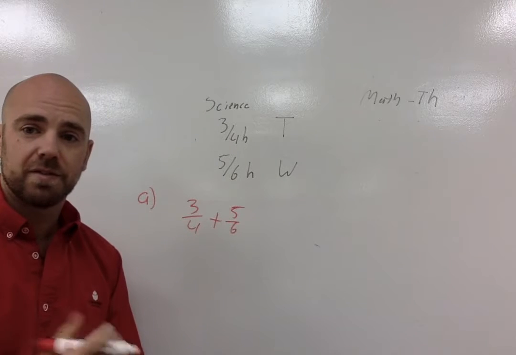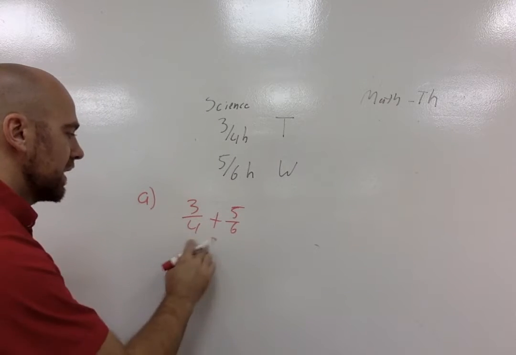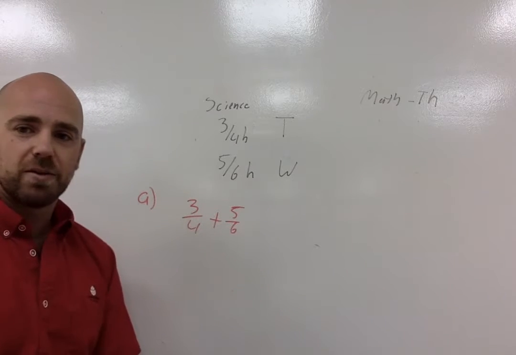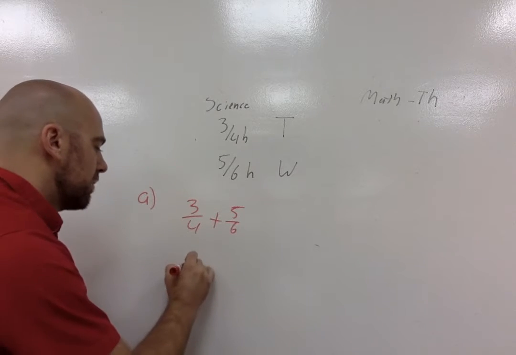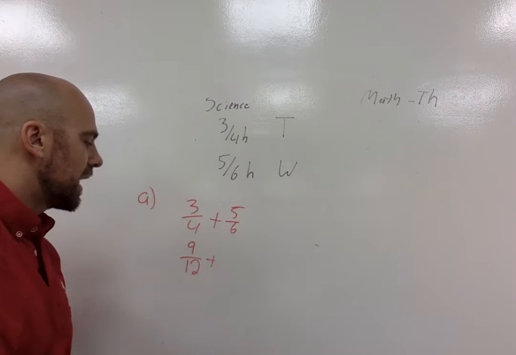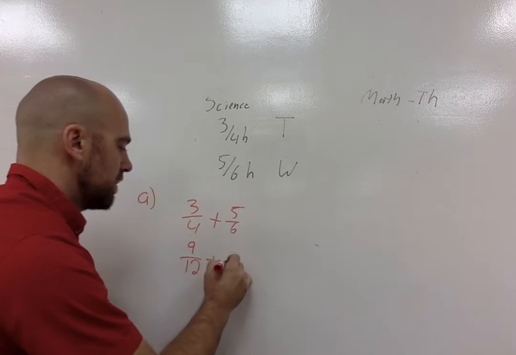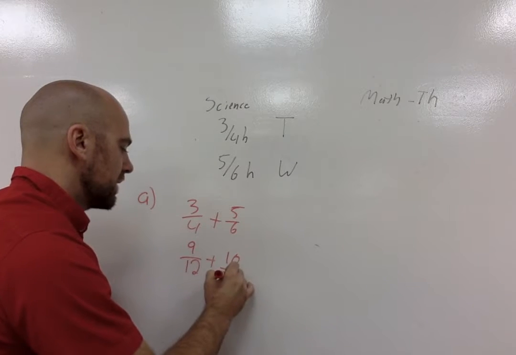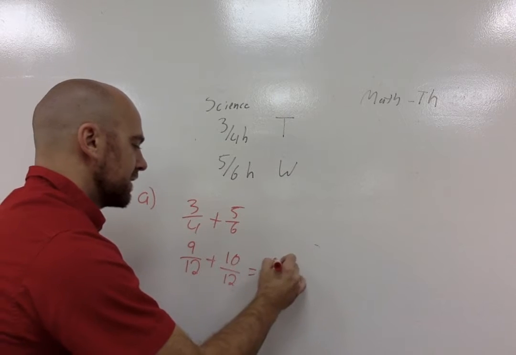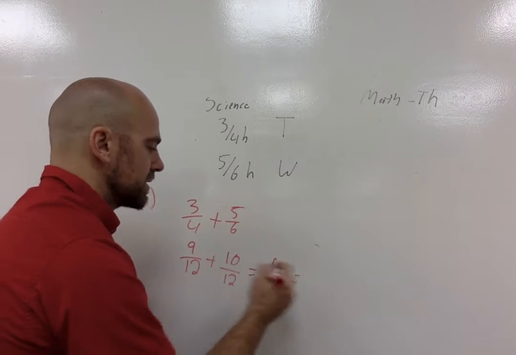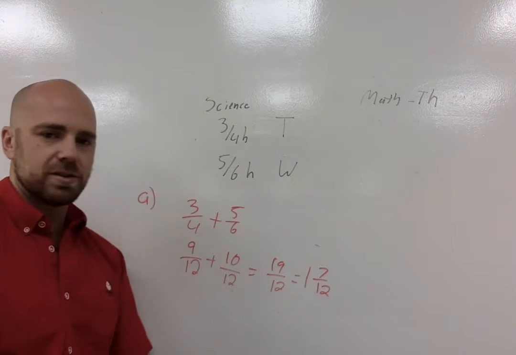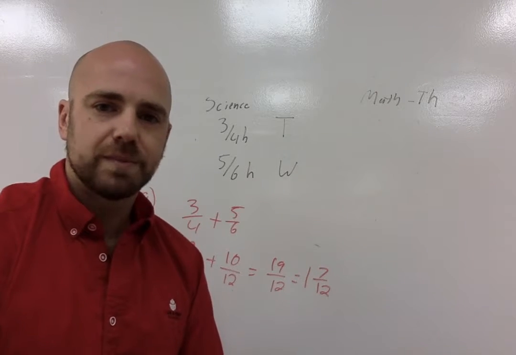Okay, I have to find a common denominator. In this case, it's going to be 12. So I have to find an equivalent fraction for 3/4, where my denominator is 12, so I have to multiply both of them by 3. So I get 9/12, plus multiply both of these by 2, and I get 10/12. Now I can add them together, and I get 19/12, which is the same as 1 7/12 hours. Right? So that's part A.